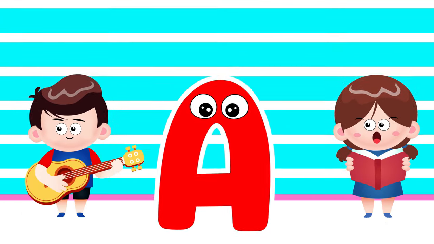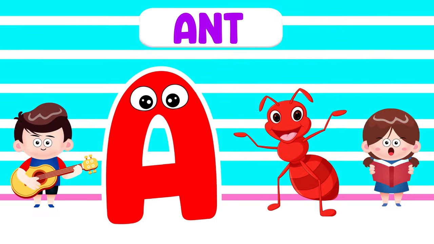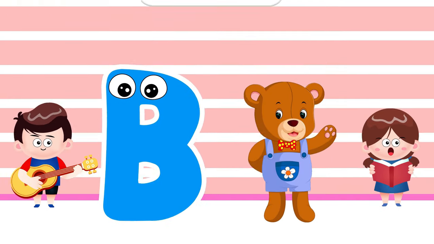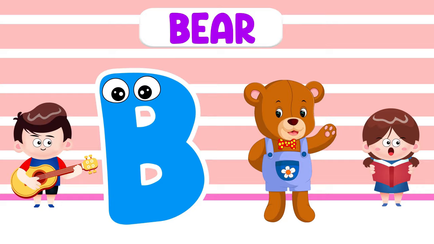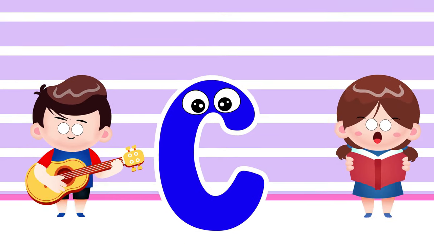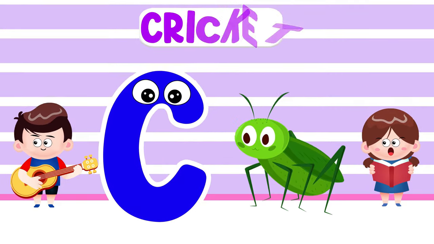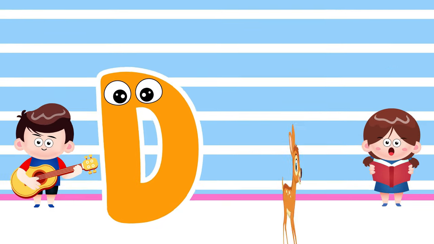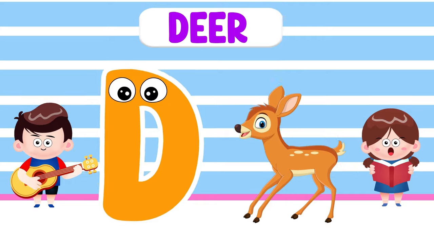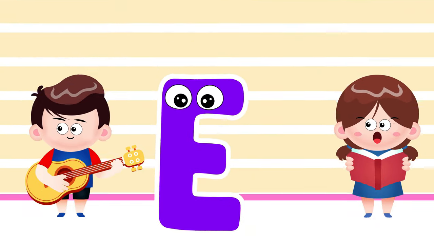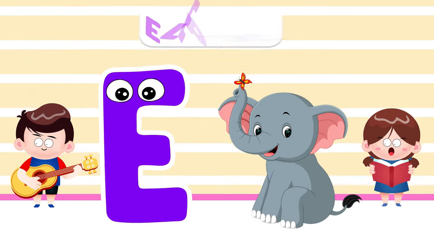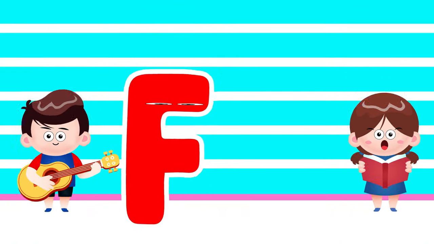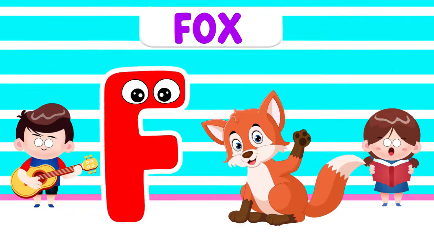A for ant. B for bear. C for cricket. D for deer. E for elephant. F for fox.